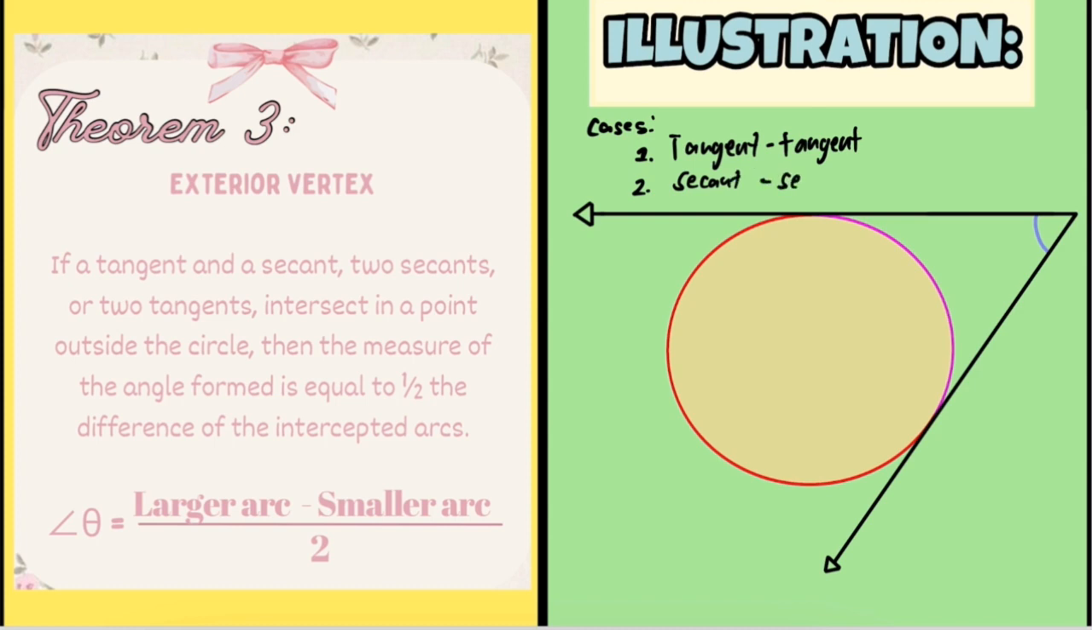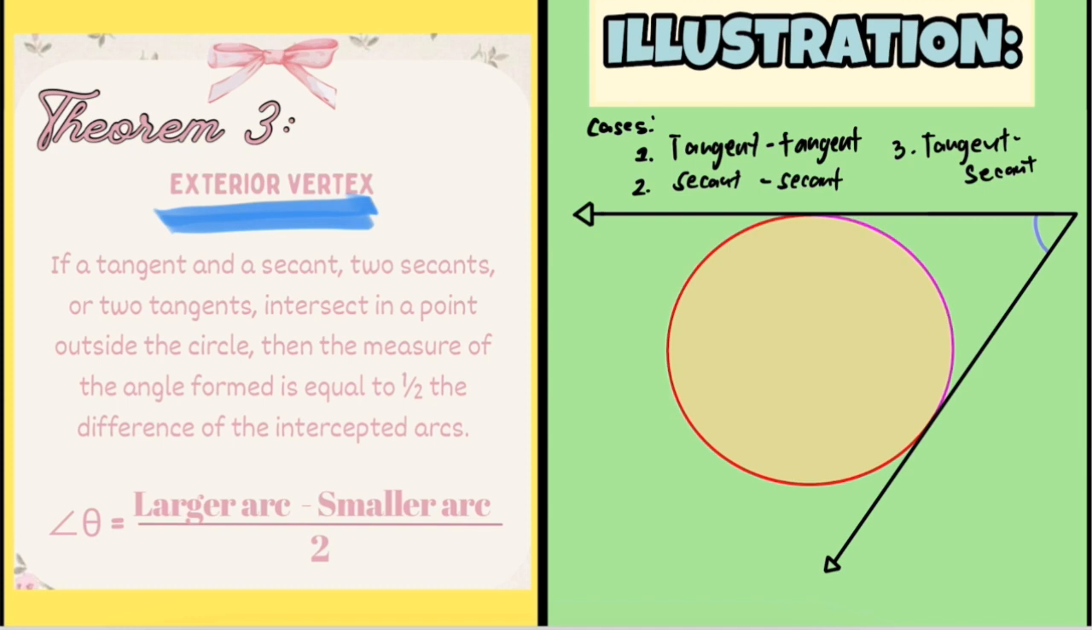You can have 2 secant lines or rays that form an angle outside. That can still work. And the third one, we can have tangent-secant. And you're like, sir, why are you just mentioning this now, or not showing different kinds of images or examples? Because it doesn't matter. What matters here is this exterior vertex. As long as you remember that these 3 theorems have differences in terms of where the vertex is located, you will not have a problem.